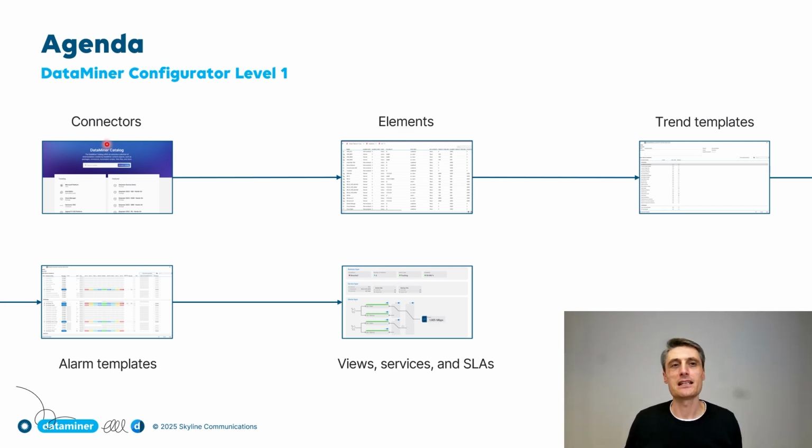So we looked at managing those connectors so that we could add our first element. Once we added our element to get that data into the DataMiner system, we started to configure it with some trend templates and alarm templates to define what we want to activate for trending and alarming. Now that we have added some elements on our DataMiner system, we can start building and growing our system, but we need to keep things organized. And that's where the last module comes into play.